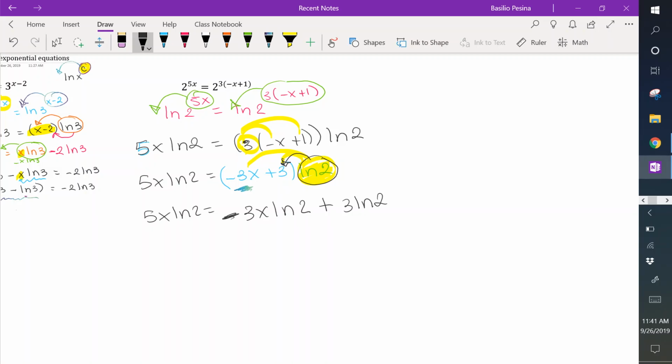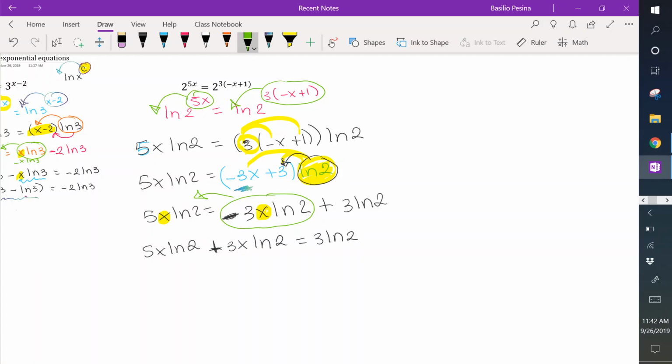Now I need to solve for x. I notice that this has an x term and this has an x term. In order to solve for it, I need to put everything that has an x on the same side, so it has to move to the left. So I have 5x ln of 2 minus, this was already a minus, so it becomes addition, 3x ln of 2 is equal to 3 ln of 2, which stays here because it does not have an x.